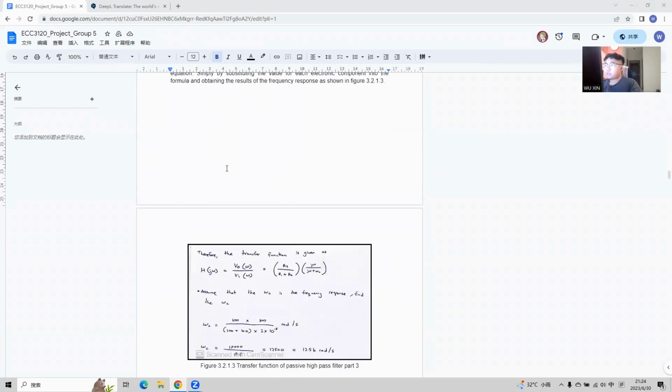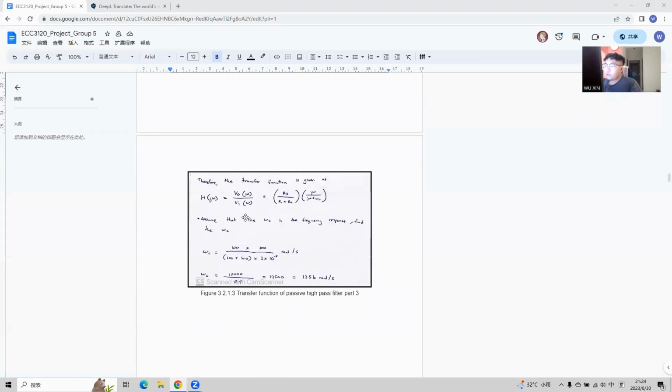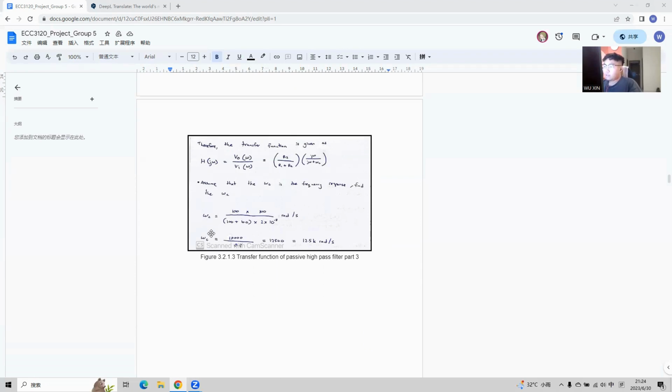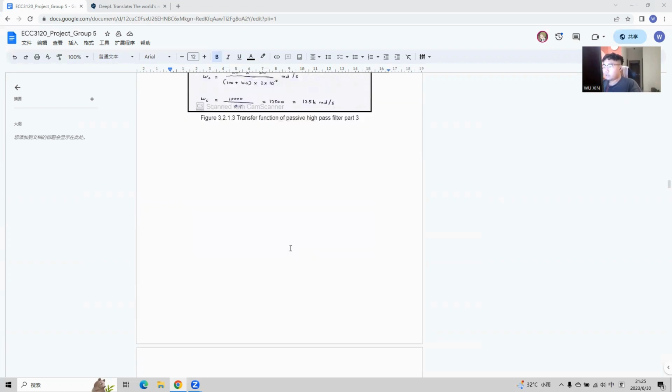Simply by substituting the value of each electronic component into the formula, we obtain the frequency response as shown in the figure. H(j omega) equals V0(omega) over Vi(omega) equals R2 over R1 plus R2 times j omega over j omega plus omega C. Omega C equals 100 times 100 over 100 plus 100 times 2 times 10 to the power of -3 radian per second. Then we get omega C equal to 12.5 K radian per second.